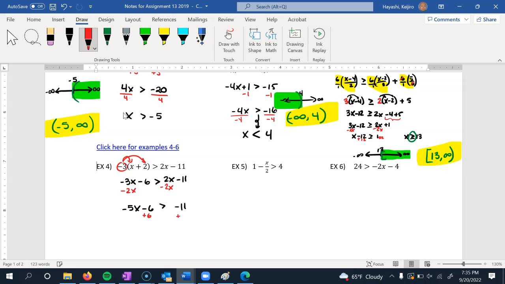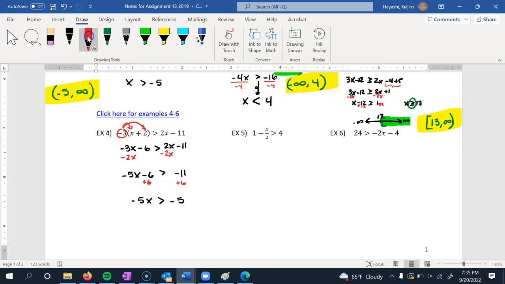I'm then going to add 6 to both sides. So -5x is on the left, there's a greater than symbol. What's -11 plus 6? -5. What is my last step to find out how x relates to 1? Divide by -5. Right, we are dividing by a negative number.